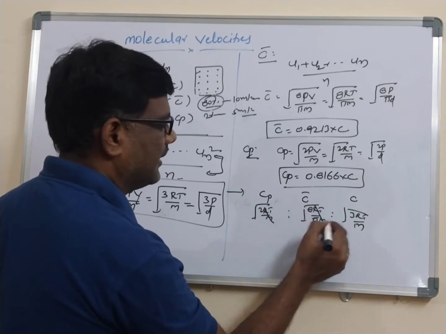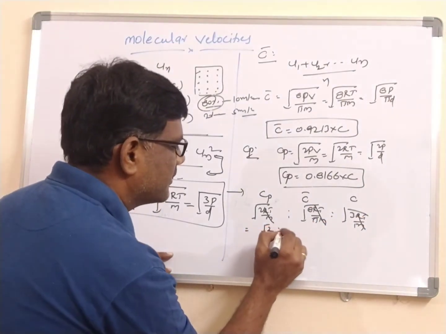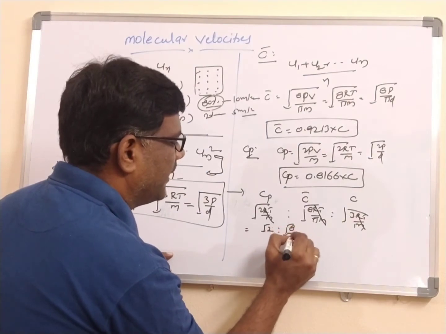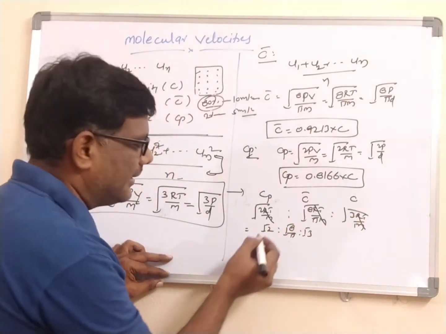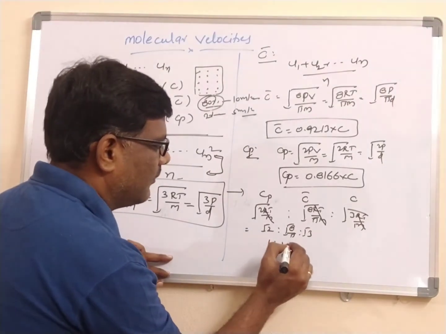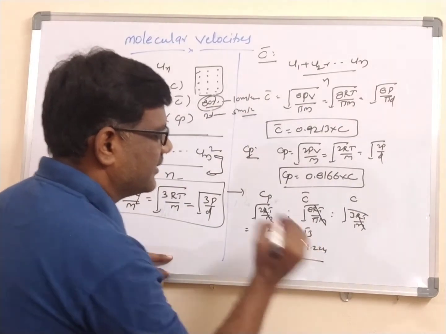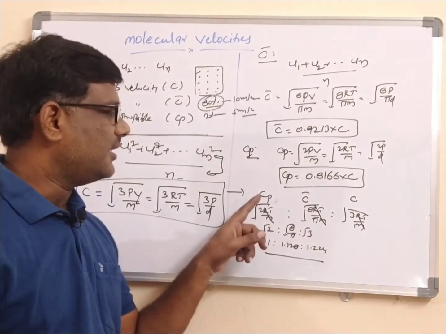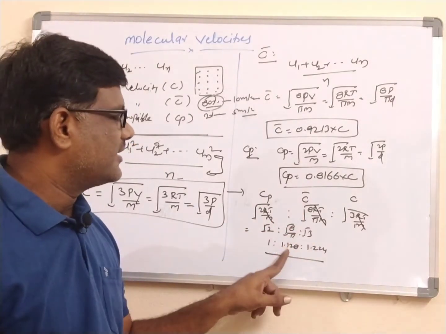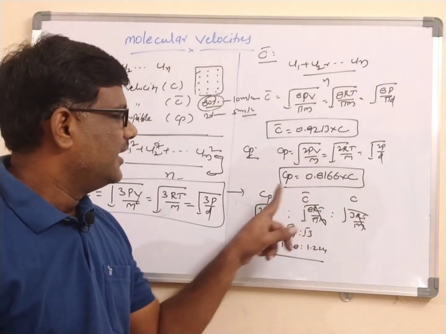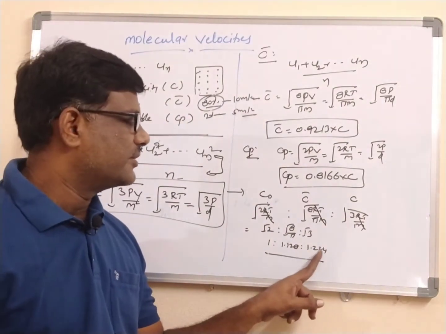RT by m is common. Ultimately, what do you have here? Root 2, root 8 by pi, root 3. I am dividing the entire thing by root 2. Ultimately here you will get 1 is to 1.128 is to 1.224. So this is the relation between Cp, C bar and C. If Cp is equal to 1, then C bar is equal to 1.128. If Cp is 1, then the RMS velocity is equal to 1.224.